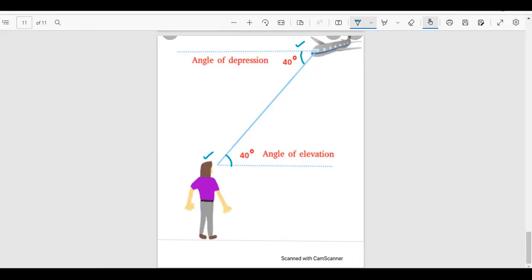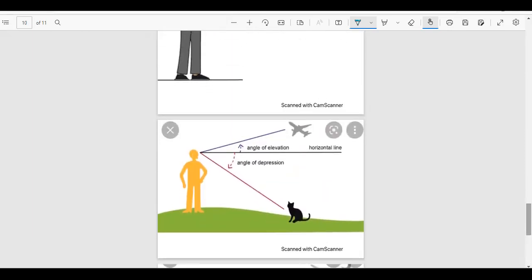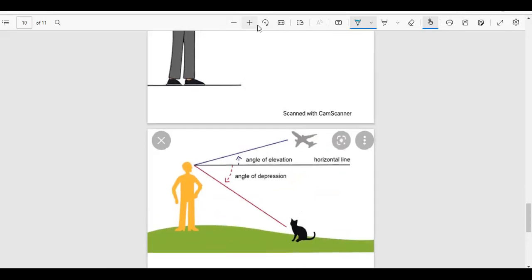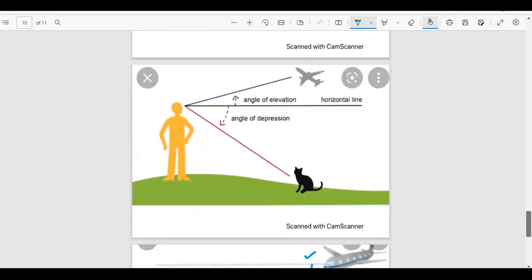No, ma'am. Okay, then we have one more scenario. Now it could be that you have several objects over there. So this is a man, then we have an aeroplane, and then we have a cat. If he wants to look at the cat, he would be making the angle of depression. If he wants to look at the aeroplane, he would be making the angle of elevation. But certainly these two angles are different because they are for two different things.